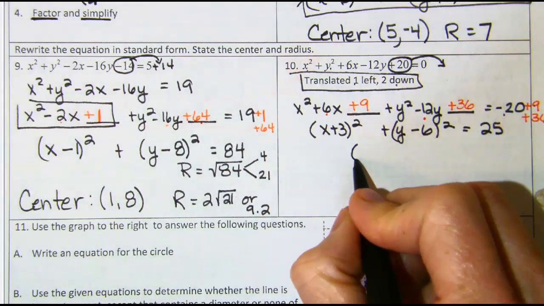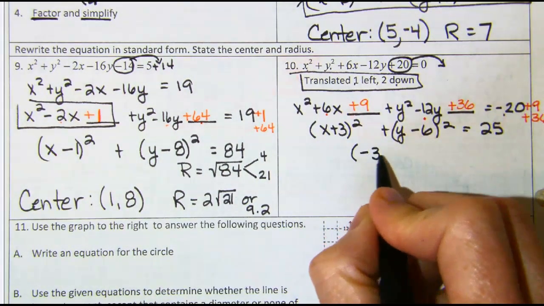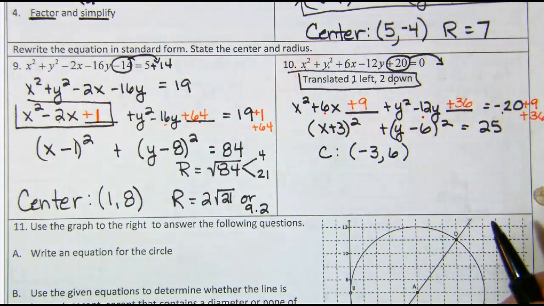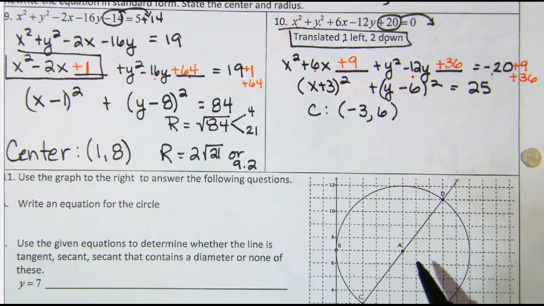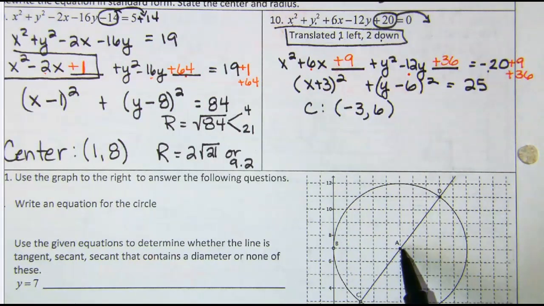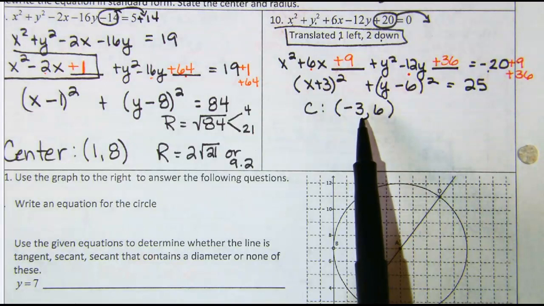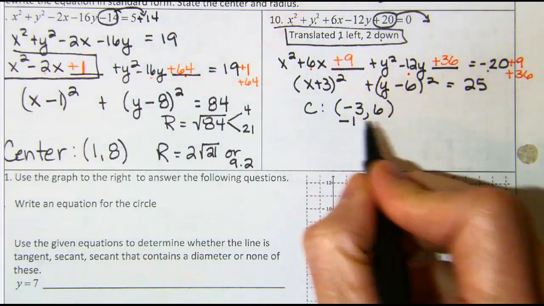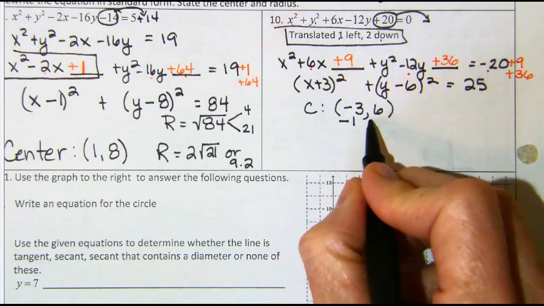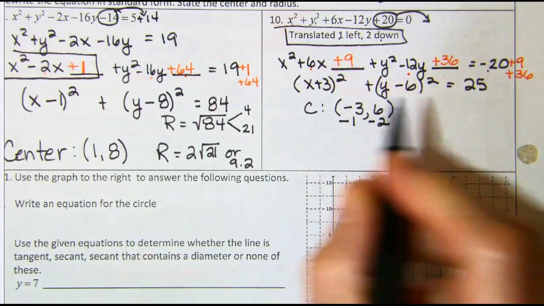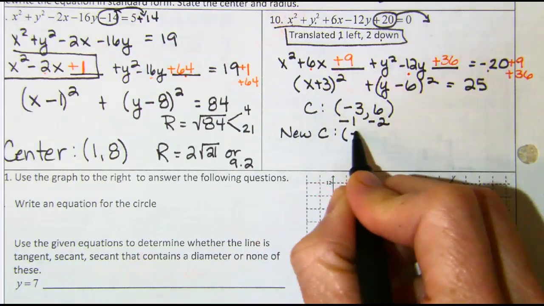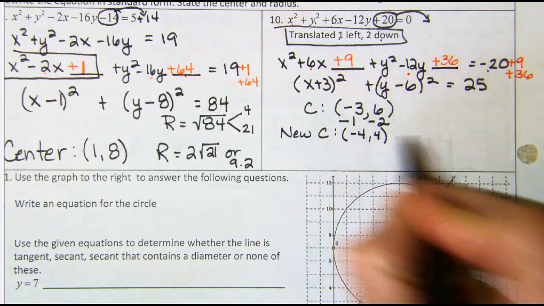So my center is negative 3, positive 6. That is the center. Now, if you have a circle, I'll use this example, and you have a center and you're translating it, you can just go ahead and translate the center. So 1 left will go with the x coordinate, 2 down will go with the y coordinate. So my new center will be negative 4, 4.